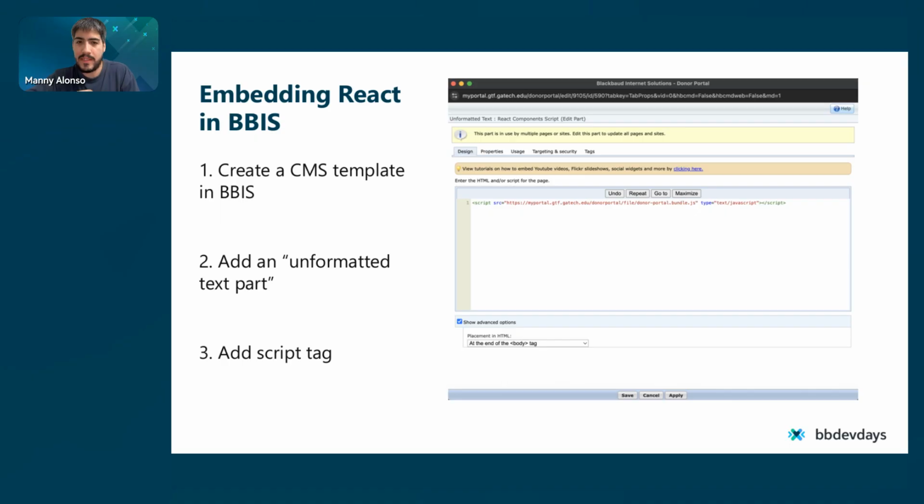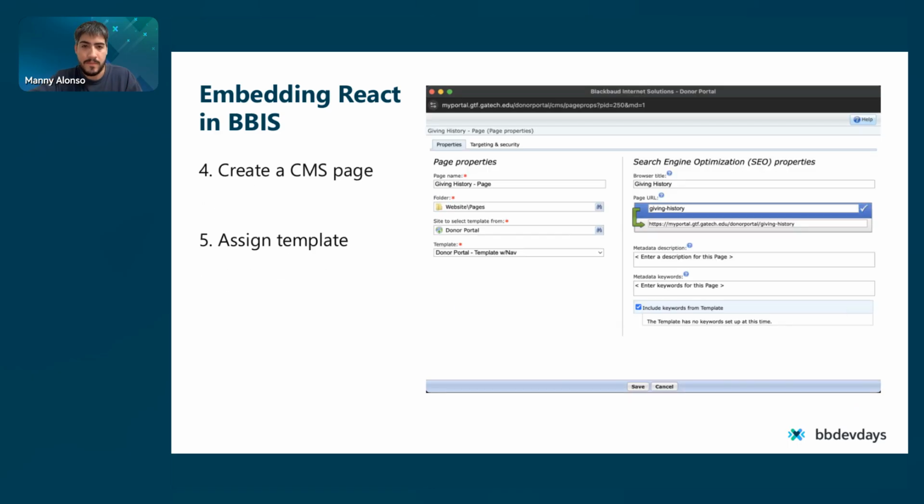So first, if you're in BBIS, you create a CMS template in BBIS. And then you add what's called an unformatted text part, and this is really just HTML. This is where we put our script. We have a script tag, and the SRC attribute has where we host our script. In this case, we host it in Blackbaud, and we just point the SRC to that script, and then we just add it. And so that's our template, and that lives on every single BBIS page because every page needs access to that script.